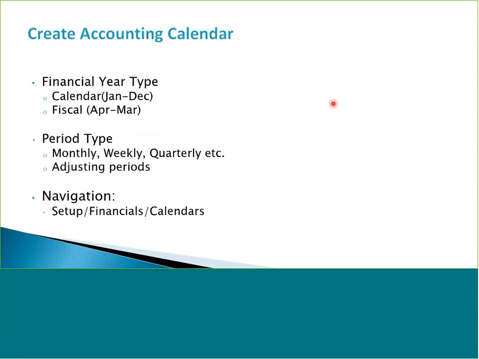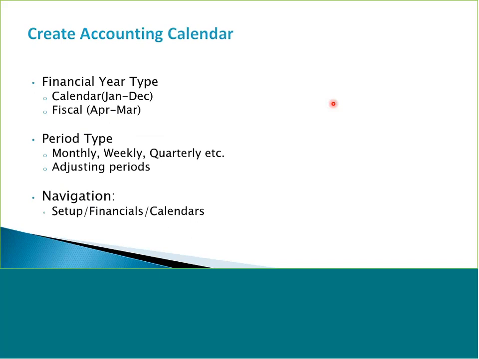All right, so let's go to the next C, which is the accounting calendar. Just as a reminder, in order to create an accounting calendar for our group of companies, we need to select a financial year type. We are going to use the calendar year, it's much easier. We don't want to use the fiscal year. Then we need to select the period type. We are going to use monthly period types, and we're not going to have an adjusting period. So it's just going to be 12 periods, okay?